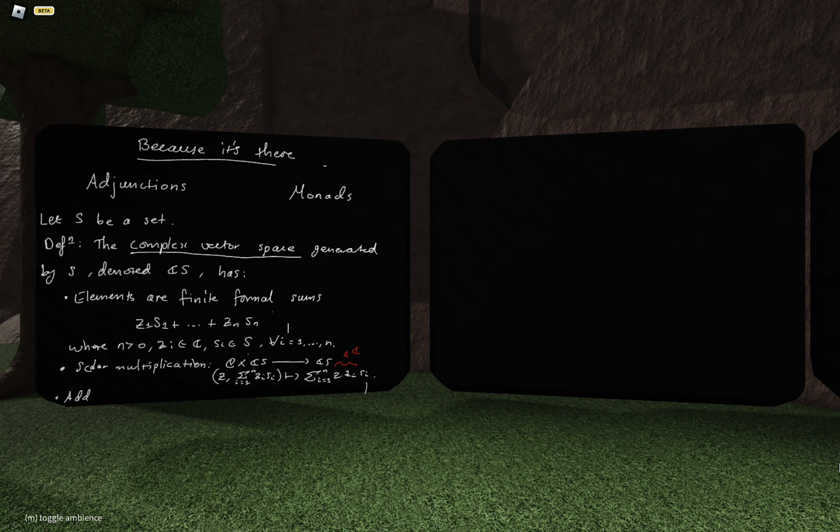Okay, and then addition is performed by gathering like terms. So you have two different formal sums, and there might be an intersection between the elements of S in one formal sum and the elements of S in the other formal sum. If that happens, then you can just add together the coefficients in front of that common element, and that addition can be performed inside the complex numbers. So again, that's not formal. You can genuinely perform that addition. Okay, and that gives us a complex vector space.